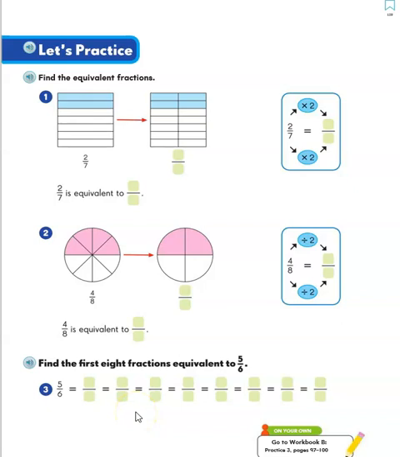And I'm hoping that you notice a pattern, because once you do, it will make filling out the rest of these a lot easier.